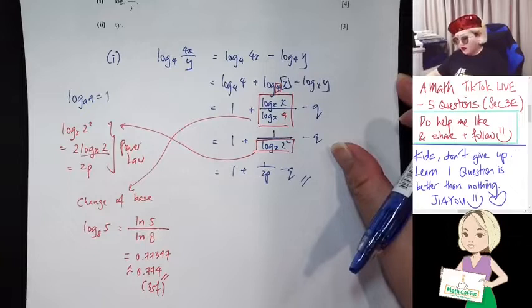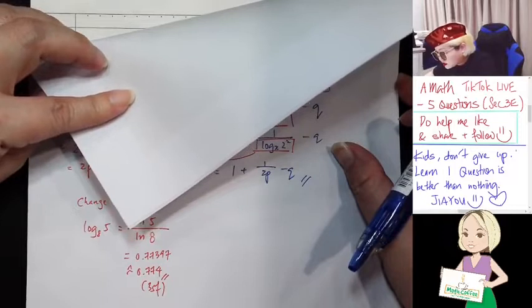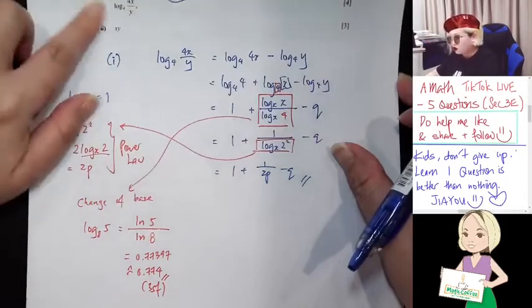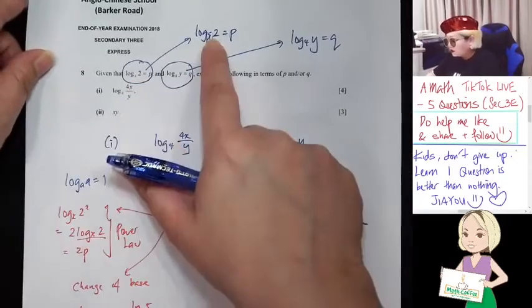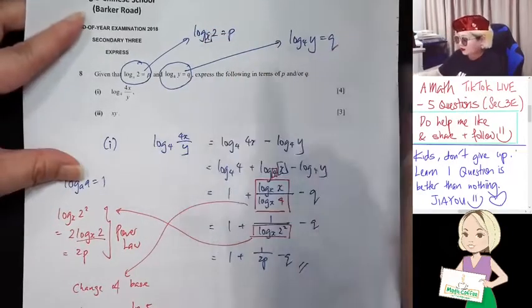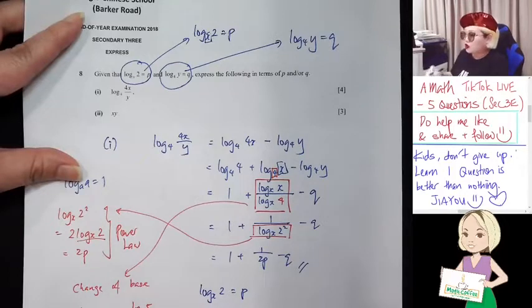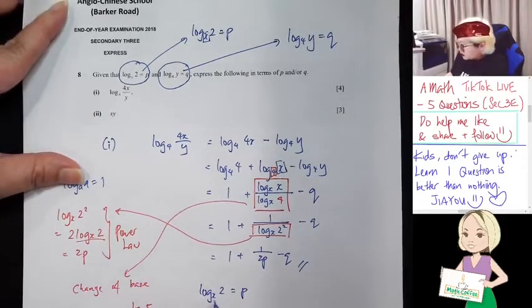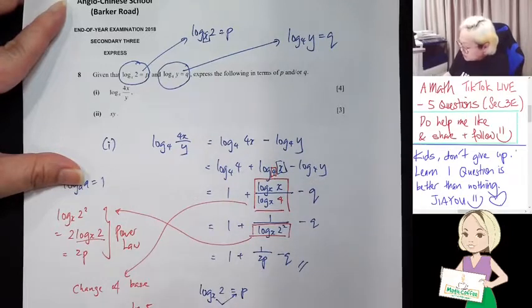Okay, next, part 2. So now I want to find xy. The bad news is my x is hidden here, my y is hidden here. But it's okay, we can make x the subject and make y the subject. So let's see. My log x 2 equals p. I'm going to change it to index form first. Okay, kids, this is how you change to index form. This x, you're going to push the p up. So it becomes x to the power of p equals 2.